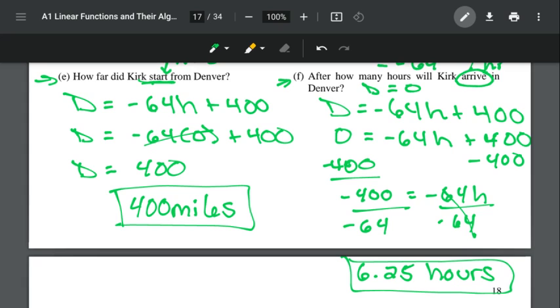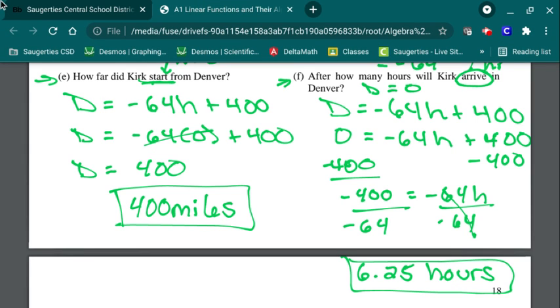So now your job is to do pages 18, 19, and 20, and do your best on those. Ask me questions if you have them.